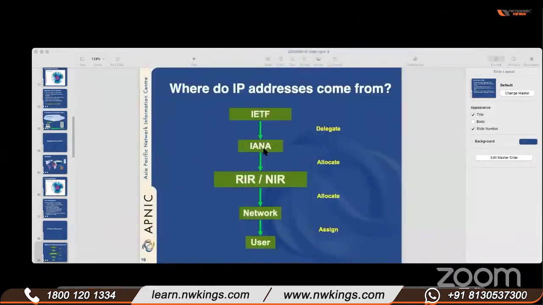Then they give to IANA. After that, as I have explained, IANA gives to the regional internet registry, then it gives to service providers or any company, and then the user gets the IP address. Yes everyone, any question? Did you understand the flow of how we get an IP address?